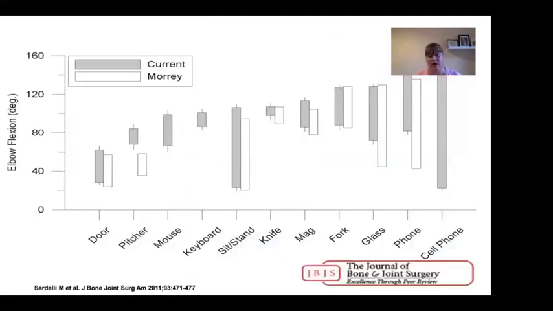So we all know, I think we'll have seen this before, following on from Murray's paper, Sardelli showed that you probably needed a flexion extension arc of about 120 to perform everyday activities, especially in light of smaller cell phones, which necessitated more flexion to bring the phone to your ear. And again, pronation and supination.